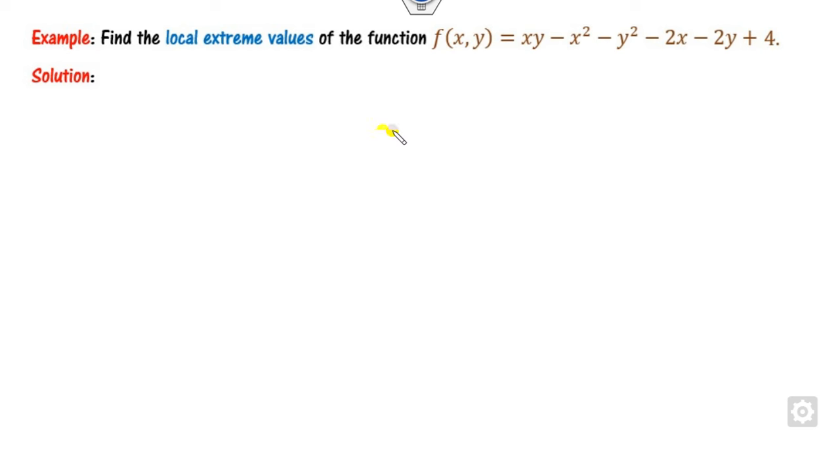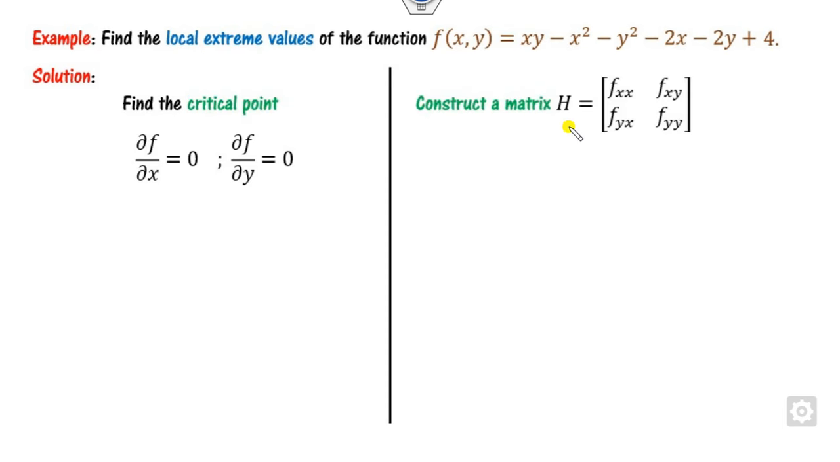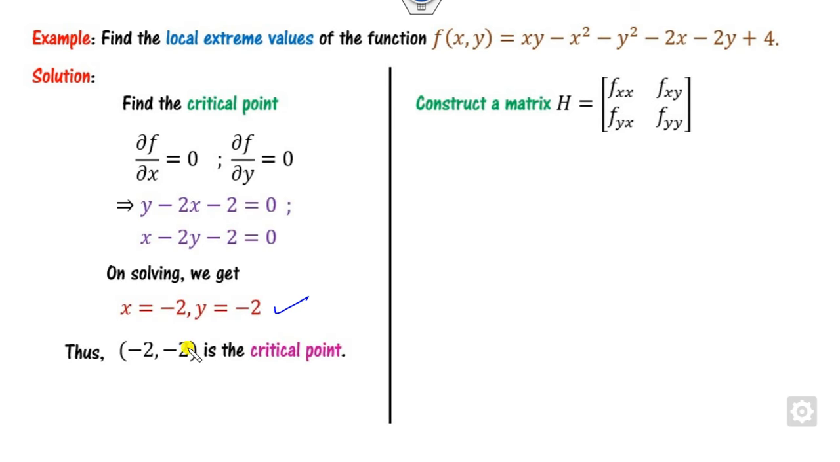Now we have to check the extreme values, whether it's a maxima or minima. So we apply the first derivative and the second derivative. We first find the critical point. The first derivative with respect to x is y minus 2x minus 2 equals 0. With respect to y, it is x minus 2y minus 2 equals 0. After solving this with the help of a calculator, you get the values of x and y. Therefore, (-2, 2) is the critical point.